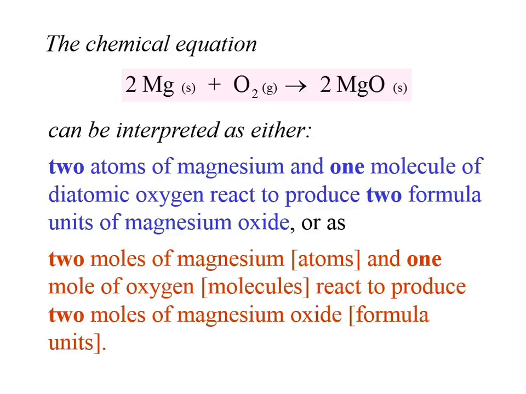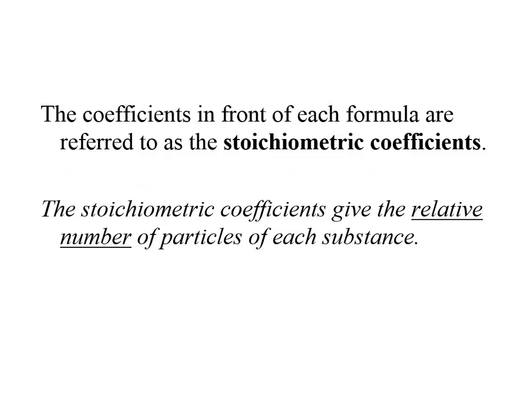Alternatively, we can think on a larger scale. The concept of a mole is the same number of particles. So if you had 2 moles of magnesium atoms, you could react them with 1 mole of O2 molecules to form 2 moles of MgO formula units. Okay? You guys are all sleepy today.